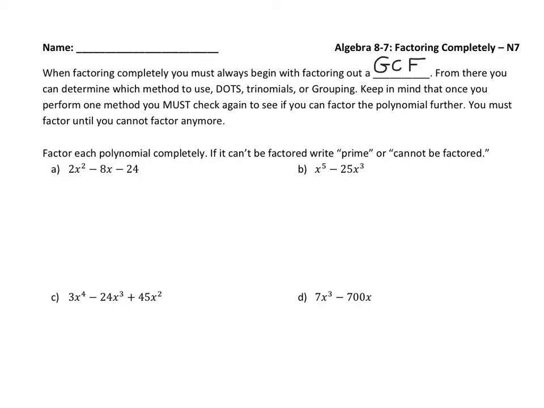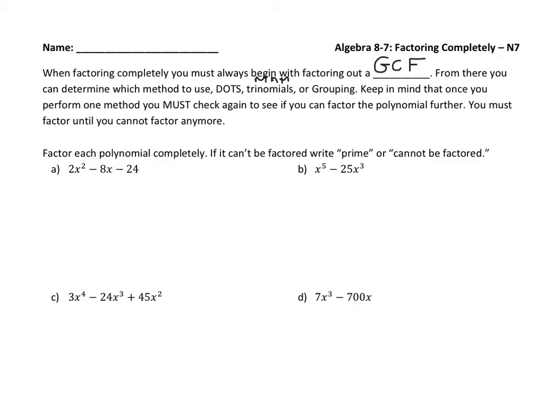From there, you can determine which method to use: dots, trinomials, which I call MAM, or grouping. Keep in mind that once you perform one method, you must check again to see if you can factor the polynomial further. You must factor until you can't factor anymore.